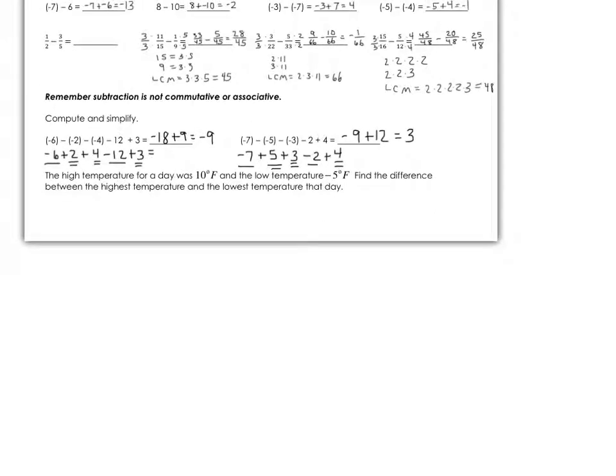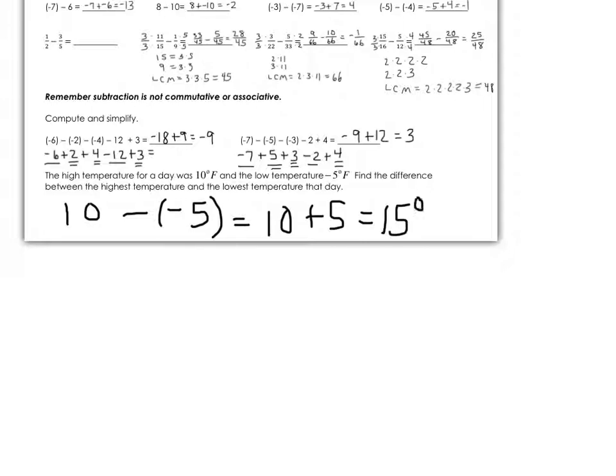The high temperature for a day was 10 degrees Fahrenheit, and the low temperature was 5 degrees below zero Fahrenheit. Find the difference between the highest temperature and the lowest temperature that day. So the difference between the highest and the lowest. So that's 10 plus 5, 15 degrees Fahrenheit. That's all for section 1.2 and 1.3.